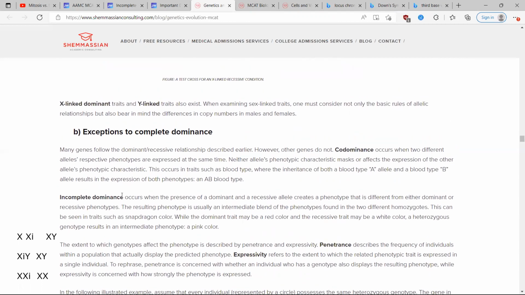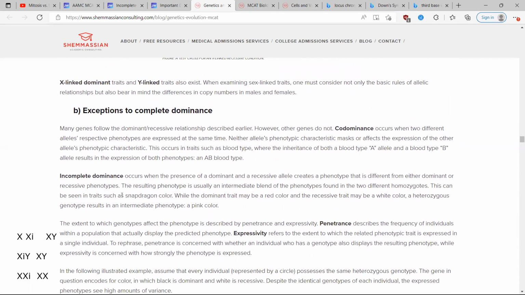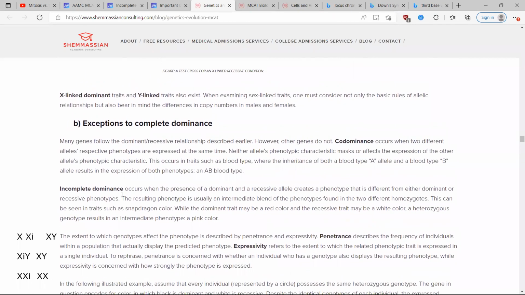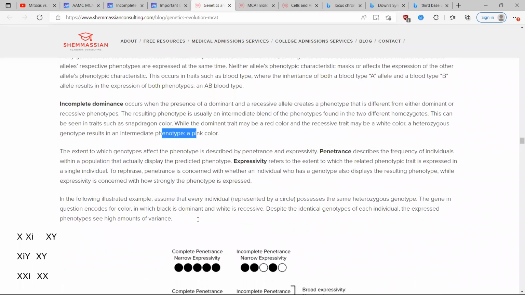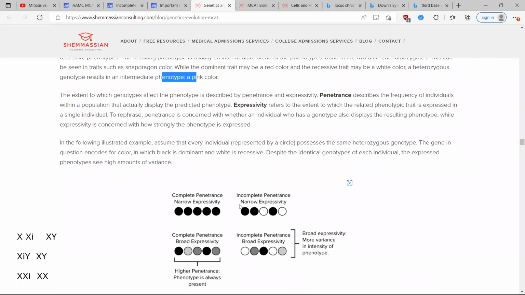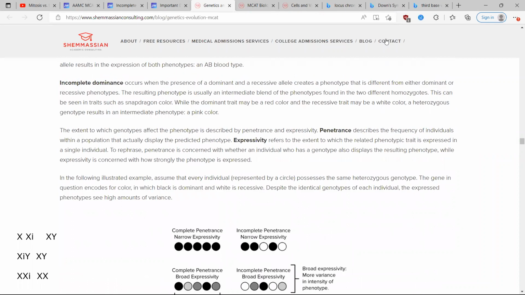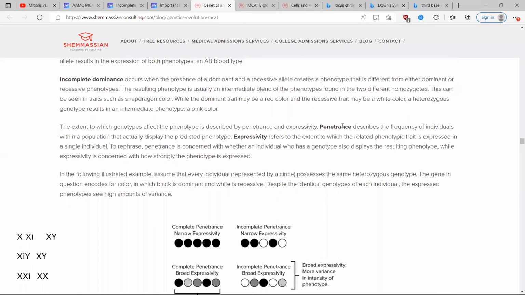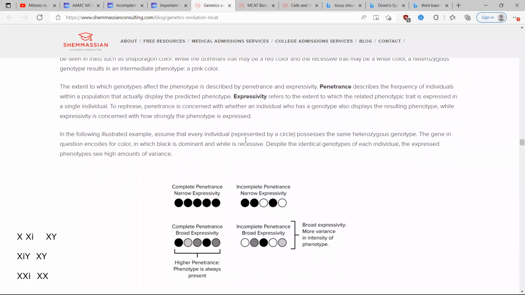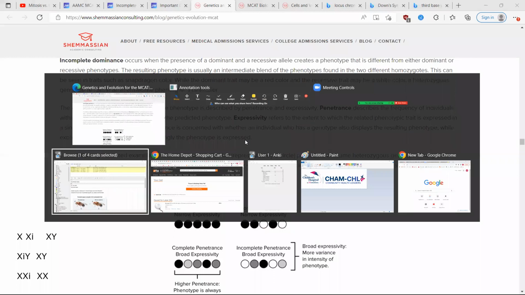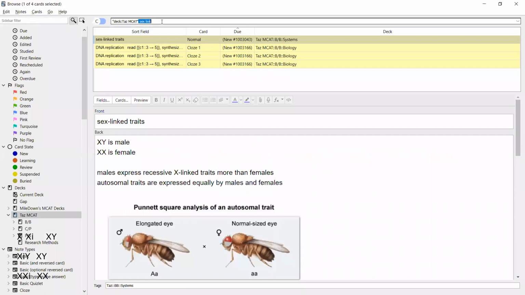So we talked about codominance and incomplete dominance, right? We talked about AB blood type and we talked about pink. So we did that. Okay, so now we get into a little bit more of the nitty-gritty. So now we introduce this idea of penetrance and expressivity. And I think it's best to look at a picture.